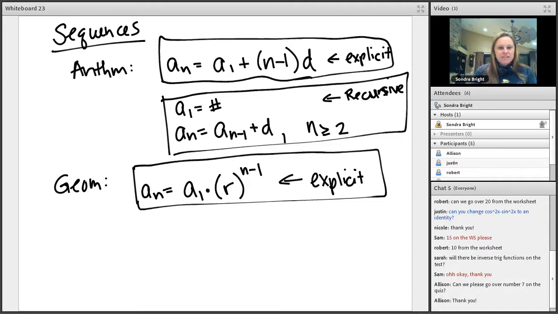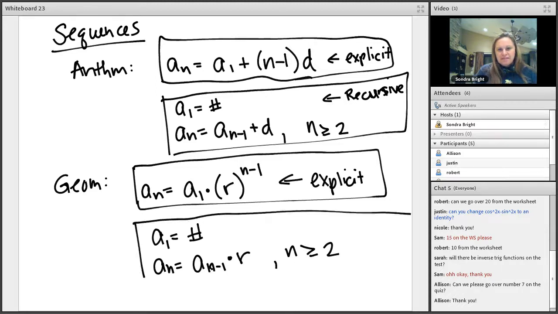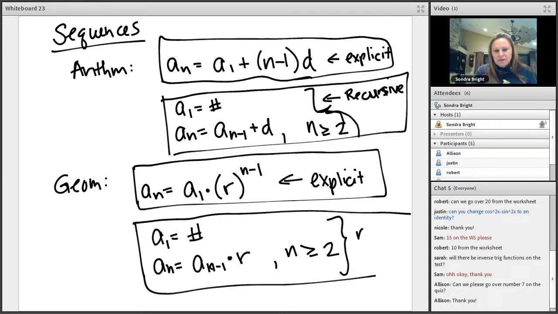And then recursive would be, you say, a_1 is some number. You have to identify. You won't get full credit if you don't identify the first term. And then you say the nth term is the term right before it, n minus 1, times that common ratio. And that's for n is greater than or equal to 2. So this whole thing was the explicit, and this whole part is the recursive way.